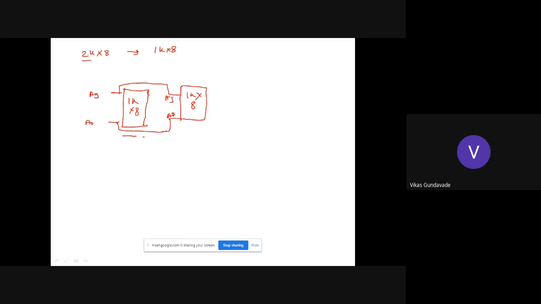Now the data lines, as the word size is 8, will be D0 to D7.